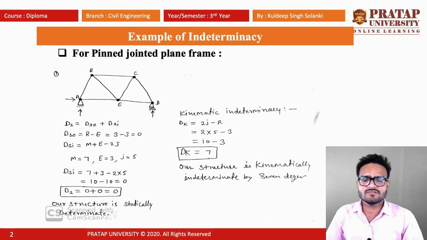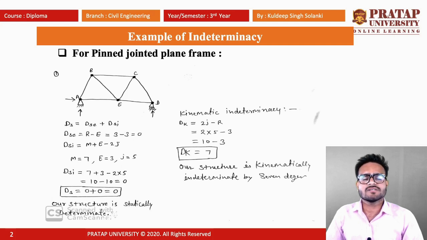So now put the values in the formula: 2 into 5 minus 3. The value of DK is 7. It means we can say our structure is kinematically indeterminate. Our structure is kinematically indeterminate by 7 degrees. Why 7 degrees? Because the value of DK is equal to 7.